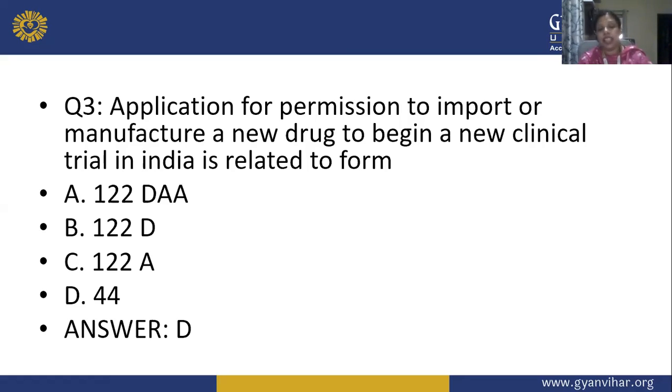Next is the application for permission to import or manufacture a new drug to begin a new clinical trial in India is related to which form: 122DAA, 122D, 122A, or 44? So Form 44 is the correct answer. The application for permission to import or manufacture a new drug to begin a new clinical trial in India is related to Form 44.